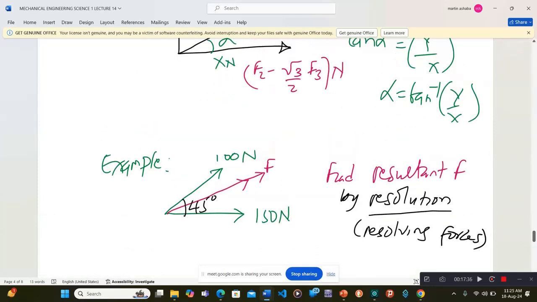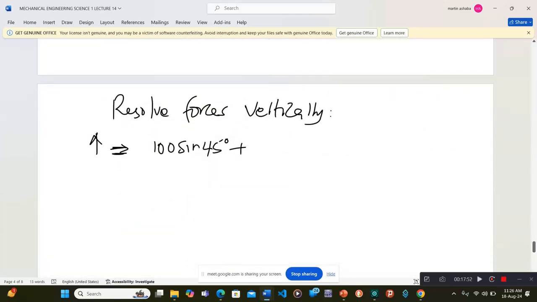Then plus the vertical component of 150. Since it is horizontal, the vertical component is going to be 0. But then we are going to put it as 150 sine 0, so plus 150 sine 0 degrees. Obviously, we said sine 0 is the same as 0. So 0 times 150, that will go.